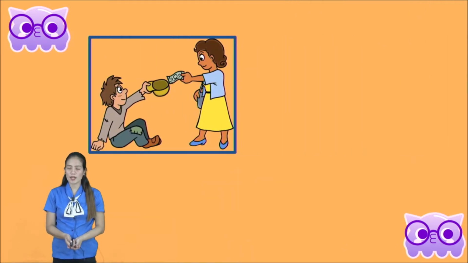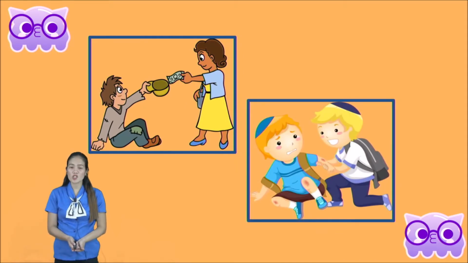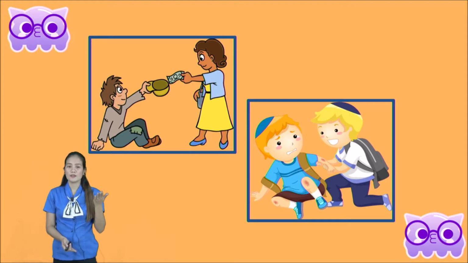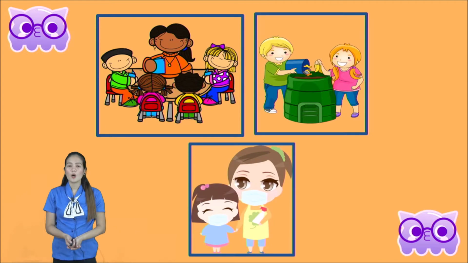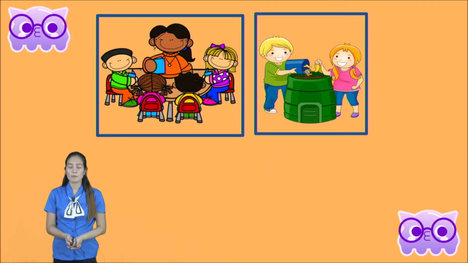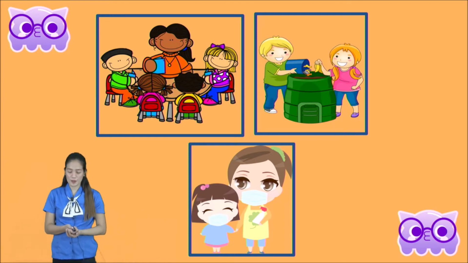The first one and the second one, they are helping each other. They are helping the beggar and the kid. And the next picture: as you can see, there's a kid and there's a teacher. They are listening. The other kids there are throwing the garbage, and there are a mother and daughter. They are showing respect to each other.